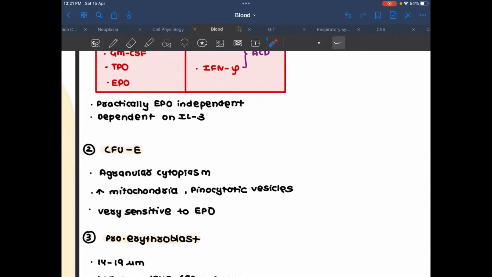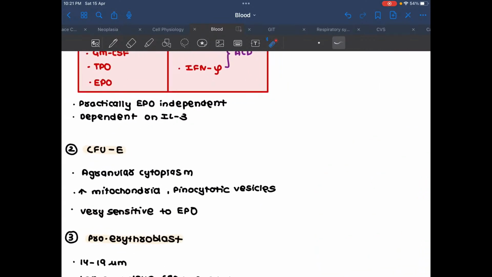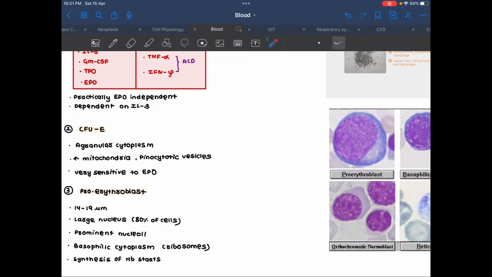So whenever we talk about the colony forming unit E, that is erythroid, in this case just remember it has a granular cytoplasm and many mitochondria present. There are many pinocytotic vesicles and it is very sensitive to erythropoietin. Now we come to the proerythroblast. So let's see a proerythroblast and then we can discuss its characteristics.